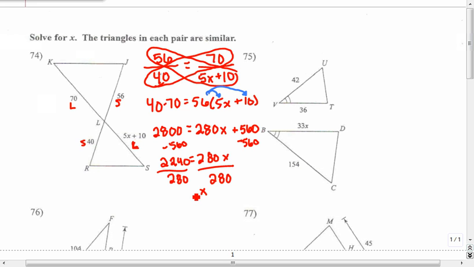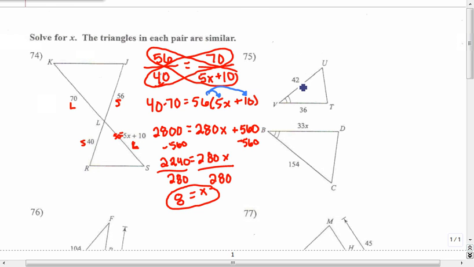And we get x equals 8. Very good. X equals 8. Now that side's not 8. X was 8. So 5 times 8 is how much? 40 plus 10 is 50. So that whole side would be 50, which makes sense. 40 compared to 50 versus 56 compared to 70.